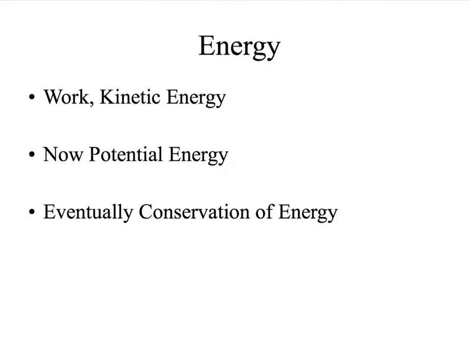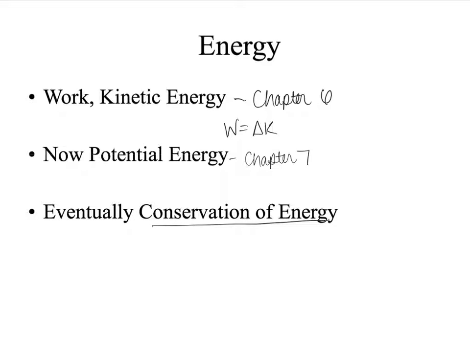So in chapter 6, we looked at how we defined work, and we also saw that it was related to the change in kinetic energy. So we had work equals change in kinetic energy. In this chapter, we're going to introduce another type of energy, which is called potential energy. And eventually, once we understand potential energy and kinetic energy, we're going to be able to put them all together to talk about the conservation of energy.